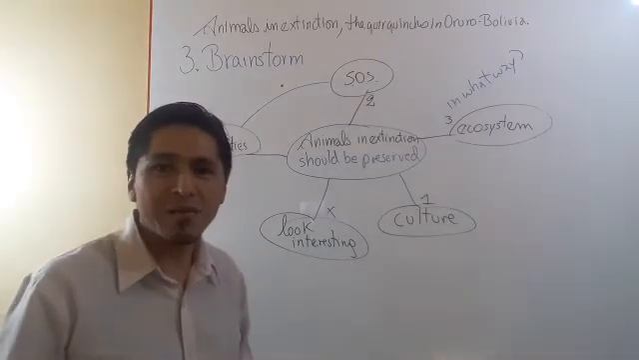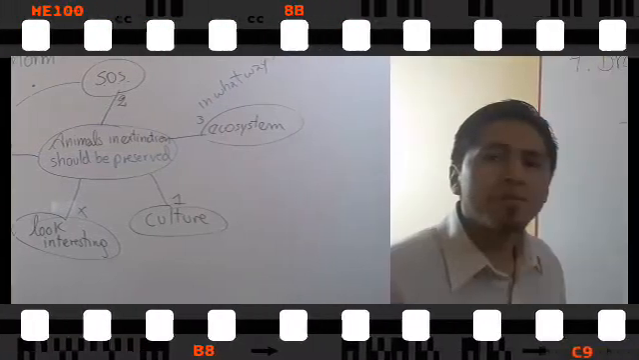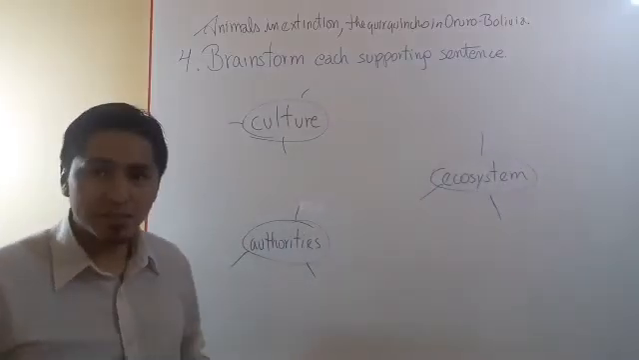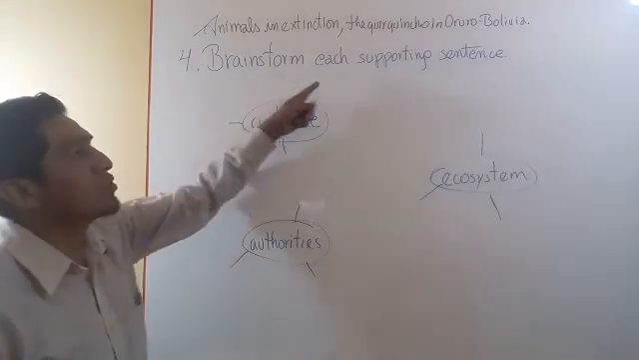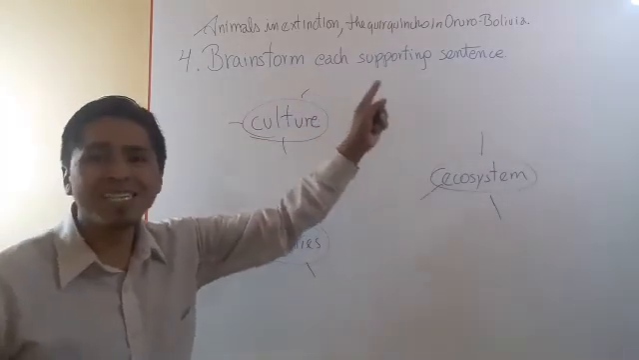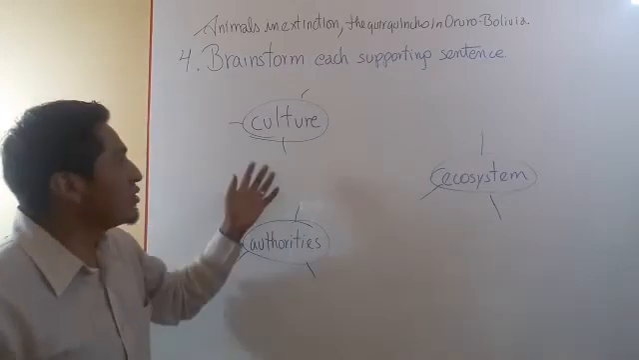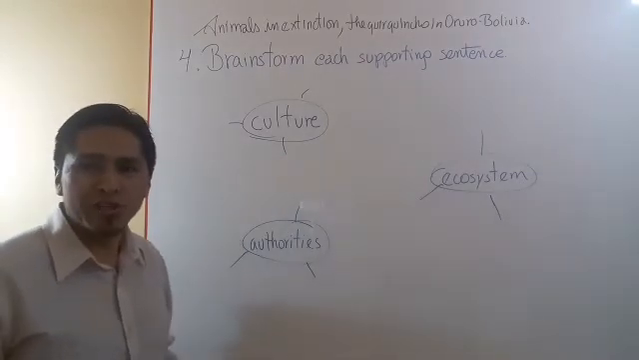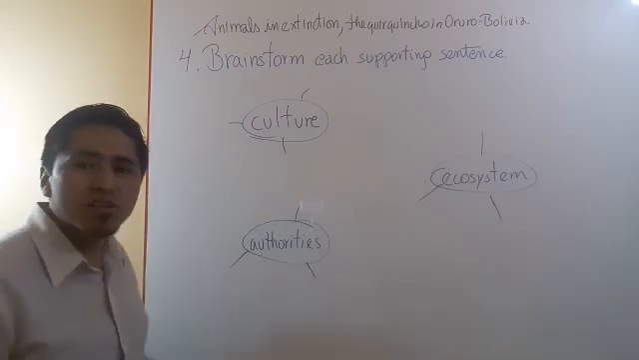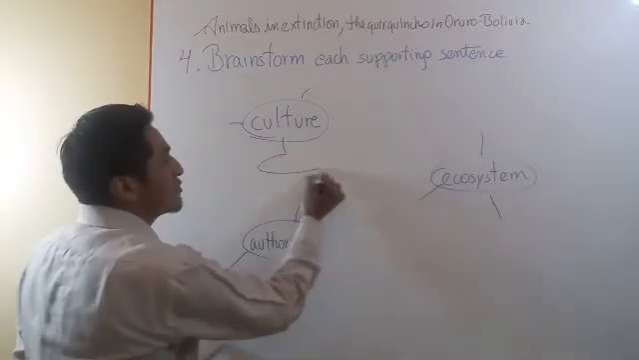So let's continue with step number 4. In step number 4, what we are going to do is to brainstorm each supporting sentence. So, for example, we have as a point culture, yes? And in culture, you have to brainstorm. It's very important to brainstorm.